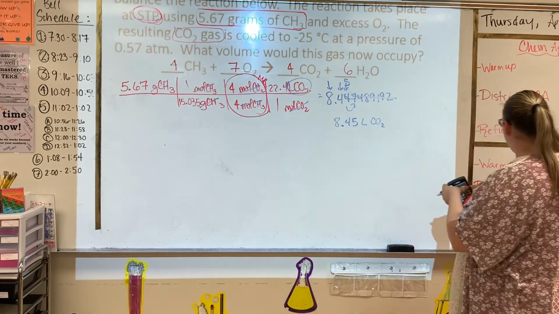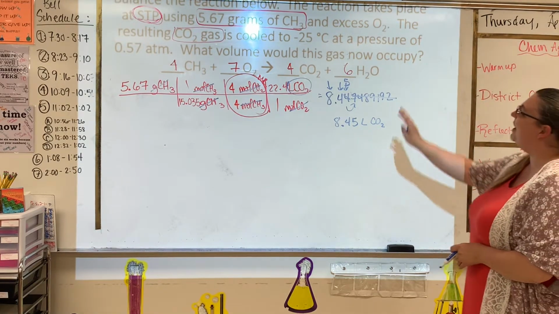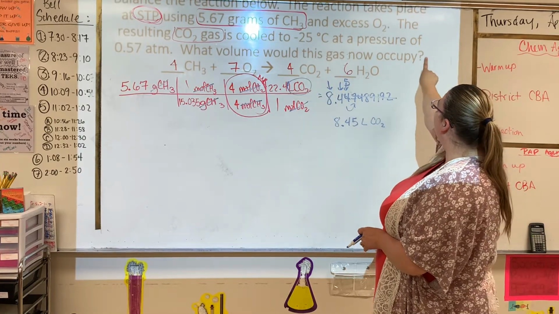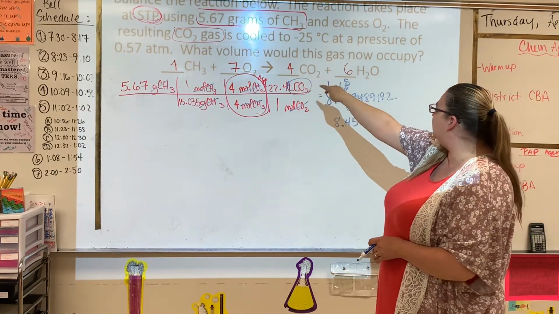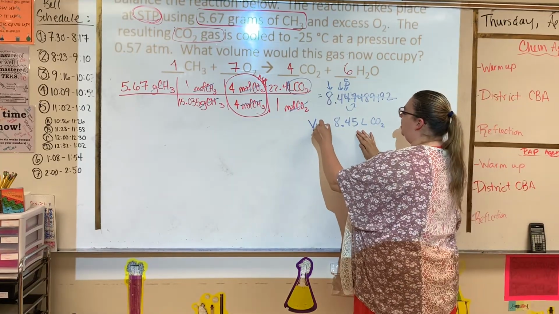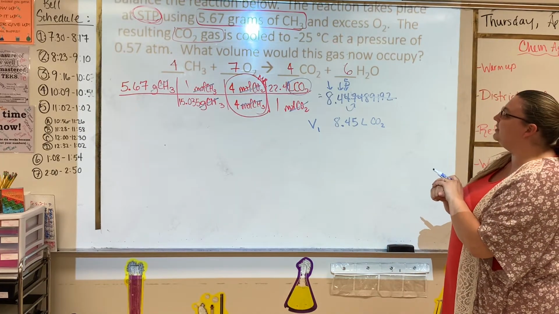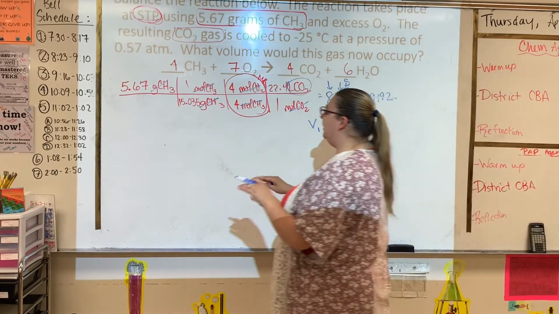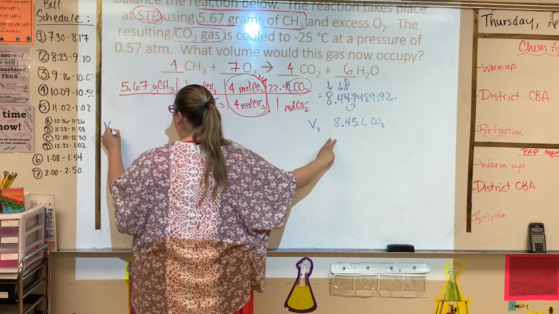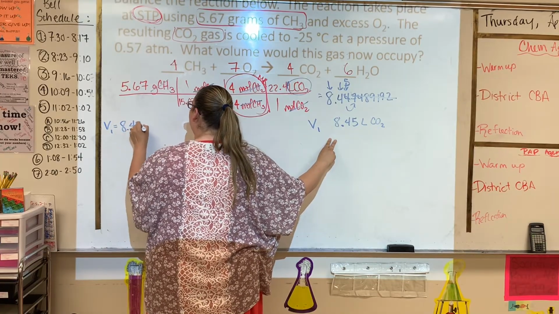Now, this is where we need to go back and stop and think about our problem for a minute. The reaction takes place at STP, blah, blah, blah, the resulting CO2 gas. So this is the volume, V1. That's my initial volume of my gas. All right, so I'm going to make a list of all my variables over here. So my V1, we just calculated, was 8.45 liters.